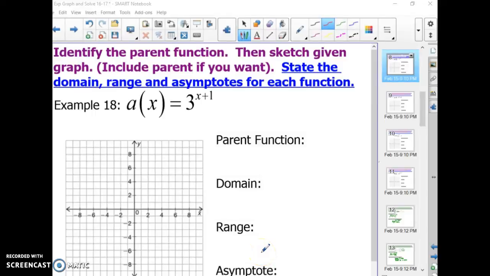Okay, identify the parent function, then sketch the given graph. Include parent if you want. State the domain, range, and asymptotes of each function. So let's just talk really quickly.